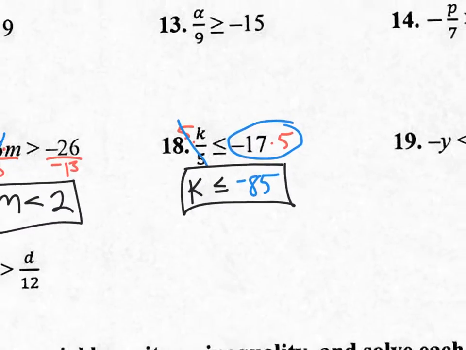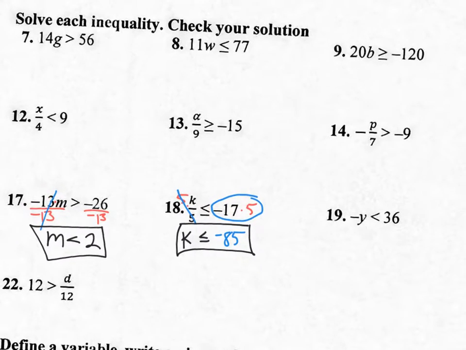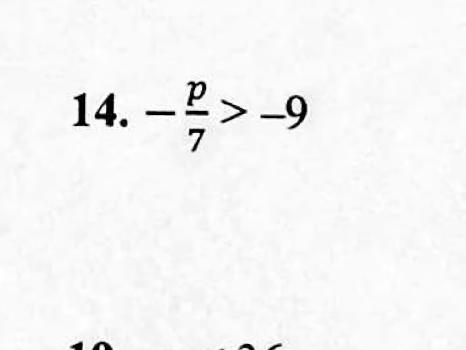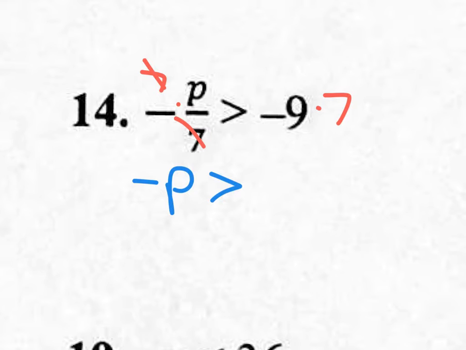Some of these, all of these are easy. Some of them are so easy you might get confused. How do I get rid of that? Divided by 7. Multiply by 7. That'll cancel out and multiply by 7. Now, check this out. I didn't divide by a negative, or I didn't multiply by a negative 7. So what do I have left? I have the negative p, I have the greater than symbol, and a negative 63.